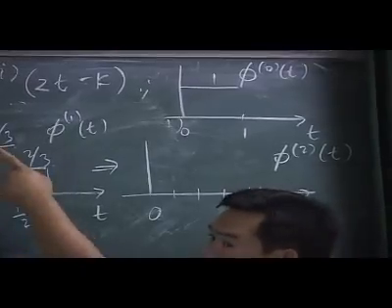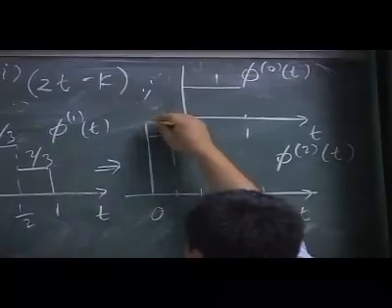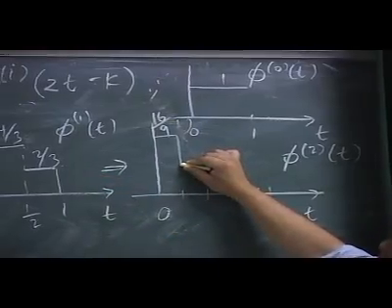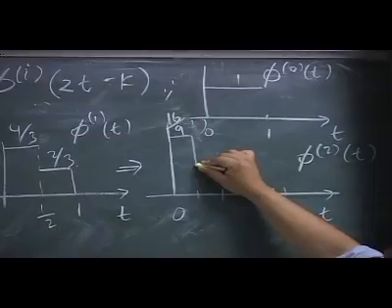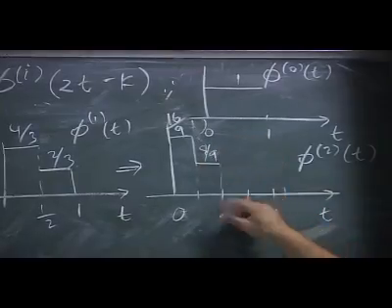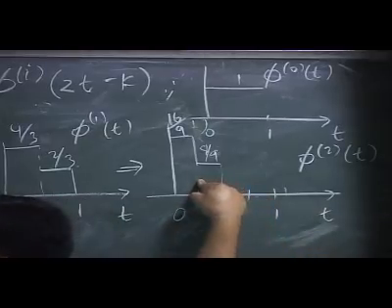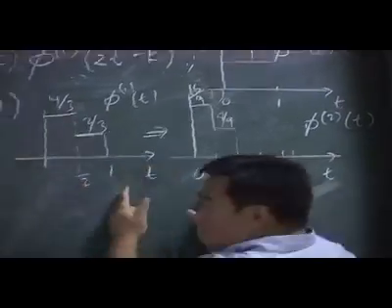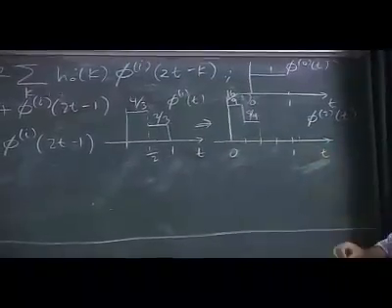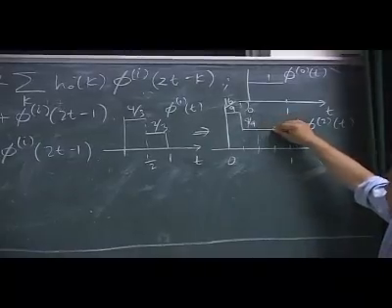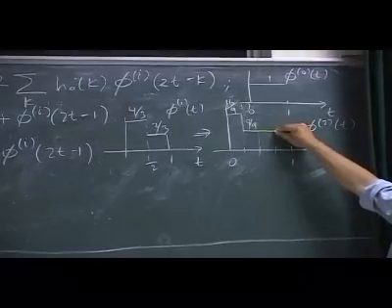Using this solution for the second iteration, what do I get? 16/9, so it's 4/3 squared. What's the next one? 8/9, because 4/3 times this. Then 4/3 times this, and then 2/3 times phi 1 of 2t minus 1, which would be this: shift, scale in, shift, and then scale by 2/3. So tell me what is it? 4/9? 8/9?